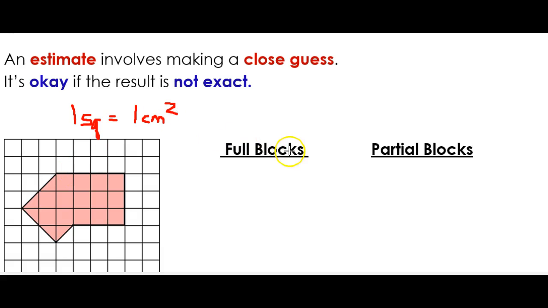The method I'm going to use for this, because the area is outlined in a fairly straightforward manner, is counting all the full blocks and then counting all the partial blocks, because in this case the partial blocks are pretty obvious and I can add them up easily to get a good estimate. So I'm going to count my full blocks. 1, 2, 3, 4, 5, 6, 7, 8, 9, 10, 11, 12, 13, 14. I don't think I missed any, so I'm going to write down that I have 14 full blocks, so that's 14 centimeters squared.